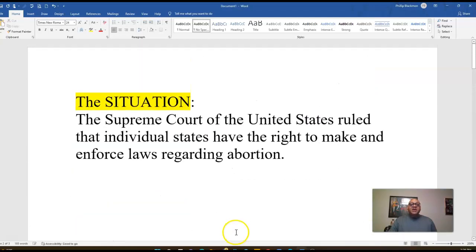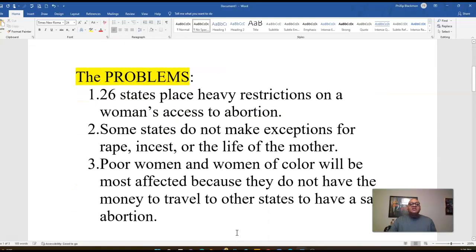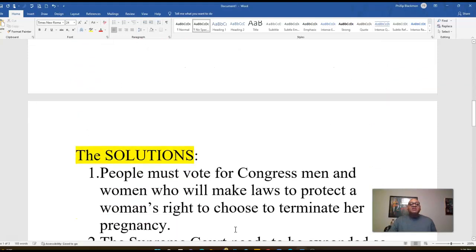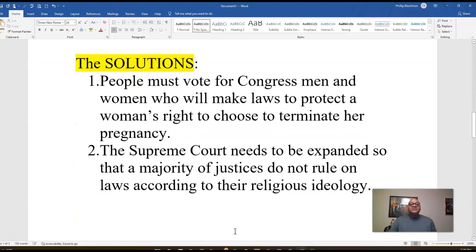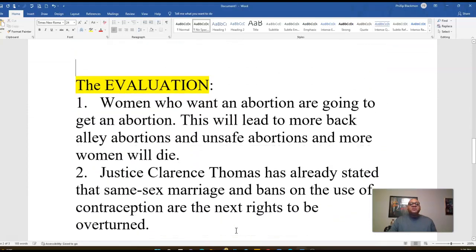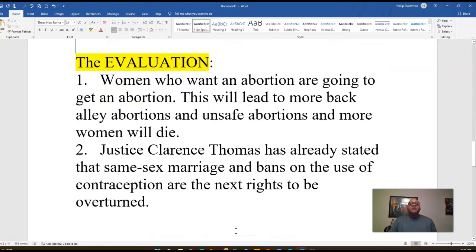So here are the sections of your paper. You have a situation which creates problems. Because of these problems, you have to identify solutions. And after you identify solutions, you have to make predictions. What will happen if something isn't done to solve this problem?